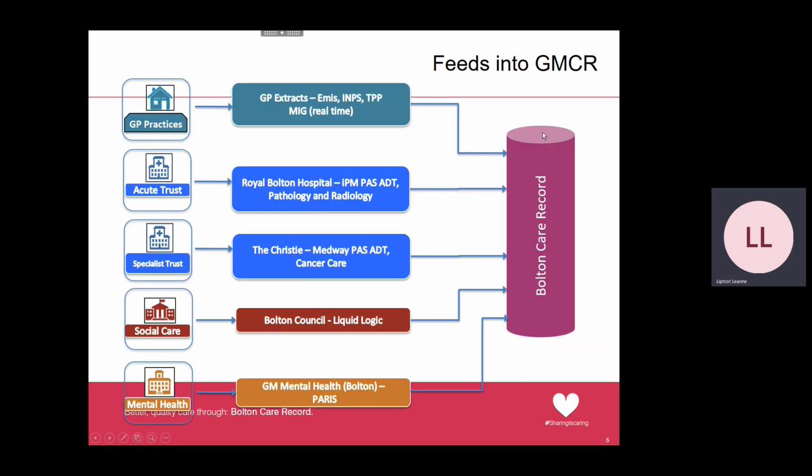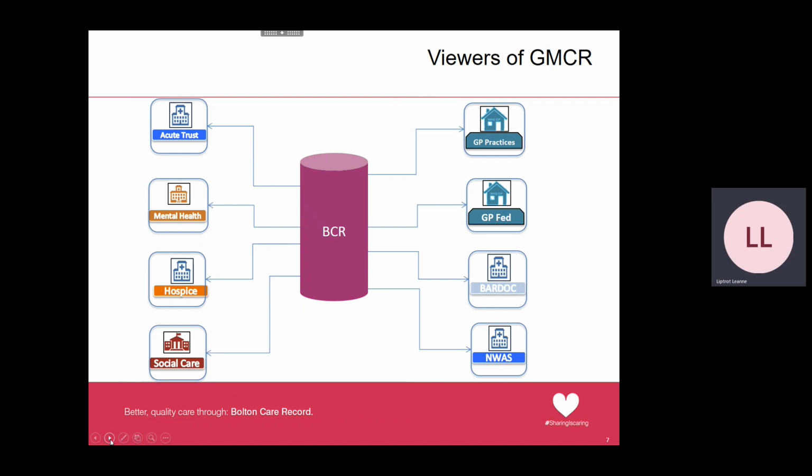So how does it work? If we imagine the care record is here at the right hand side, and we've got all the individual systems here on the left. So we've got GP practices, acute, specialist trust, social care and mental health. What happens is throughout the day and overnight, information feeds from these systems into the care record. As well as being able to view that information, the organisations themselves can actually view everything together. So everybody that's feeding information in can also view the information. And we have got additional users that can view, including Bardoc and NWAS and the hospice.